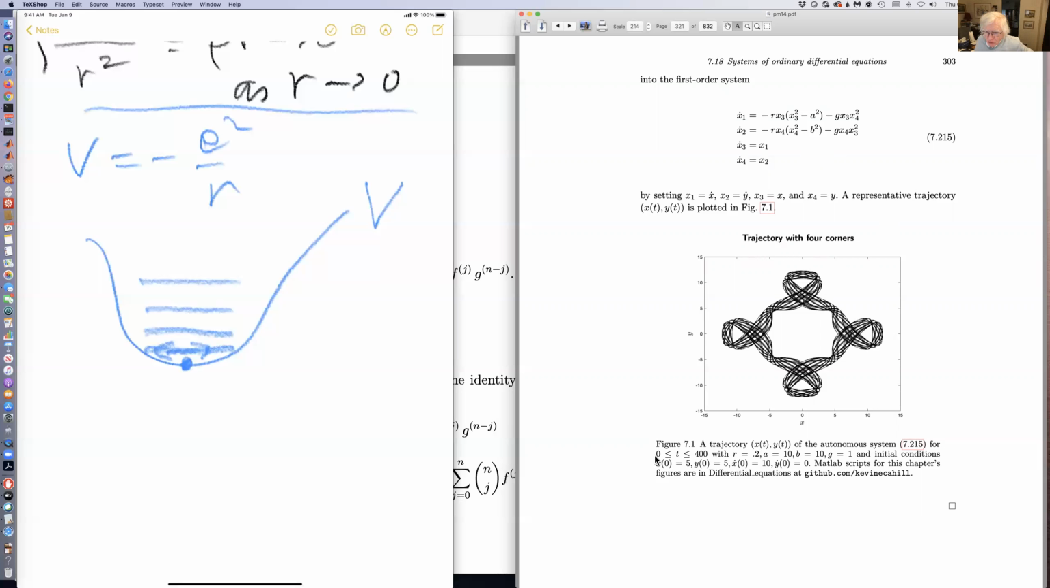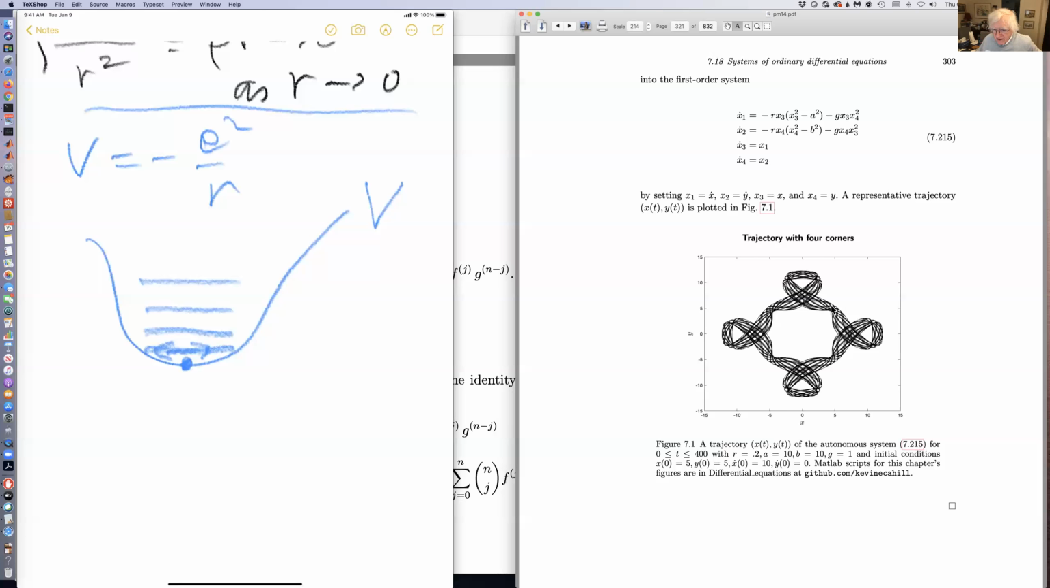And for this system, for the time interval from 0 to 400, I chose R equal to 0.2, A equal to 10, B equal to 10, G equal to 1. Initial conditions for x0 and y0 both equal to 5. So I started basically here, and it started moving like this. X dot is 10, but y dot is 0. So it was moving horizontally here at time 0.